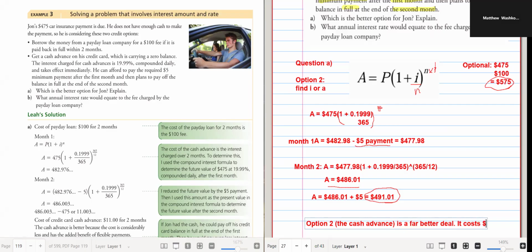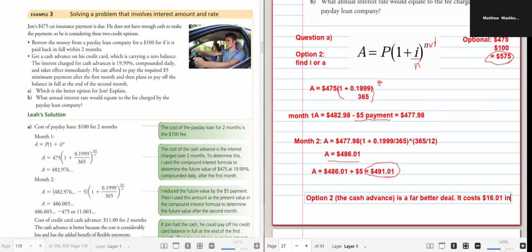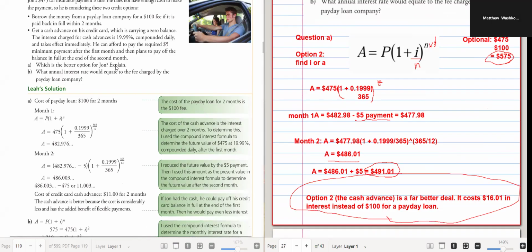It costs $16.01 in interest, right? Where did I get that? I took $491.01, subtract $475. It costs $16 in interest, instead of $100 for a payday loan. So option 2 in this case is better by a lot. Let's check. Yeah, it was $11. Their book's wrong here. You have to keep in mind you paid $5. So book's kind of wrong in this case.